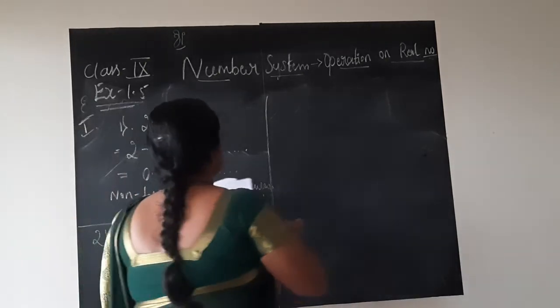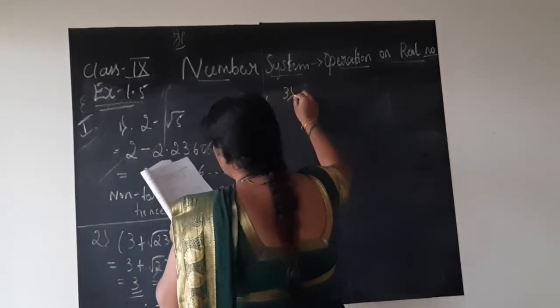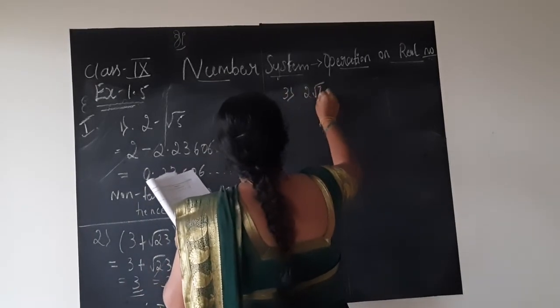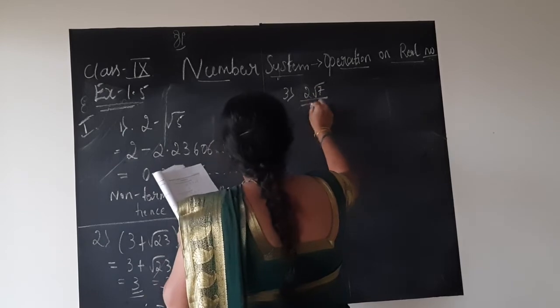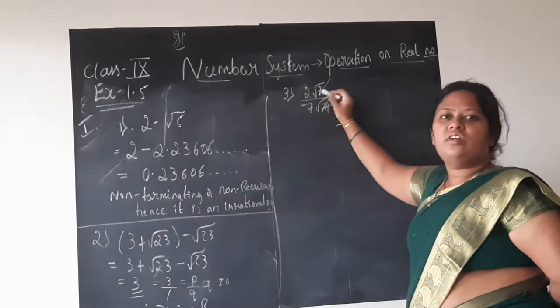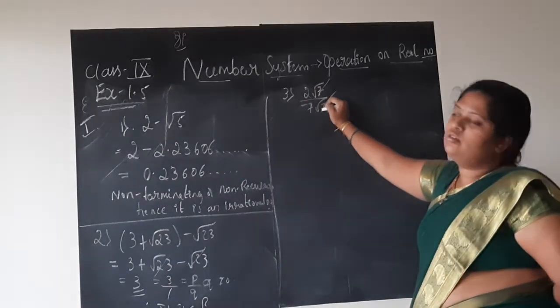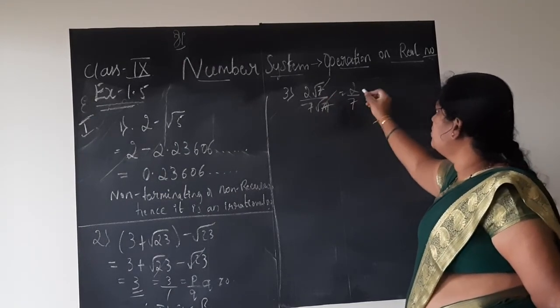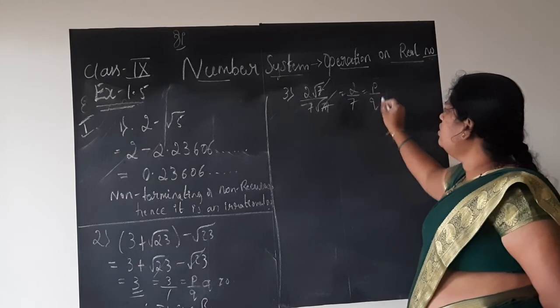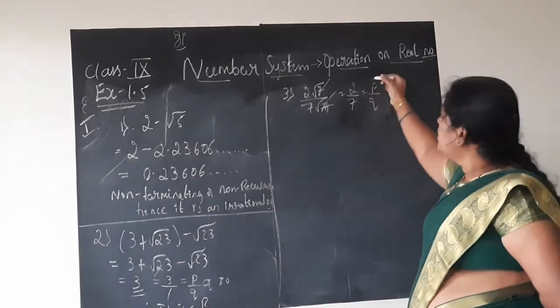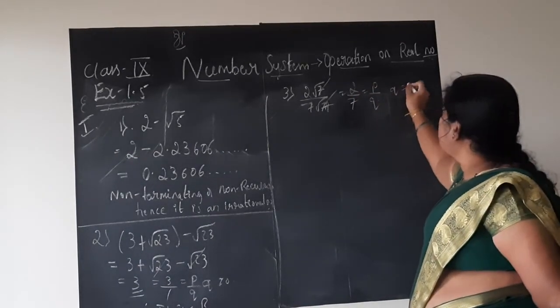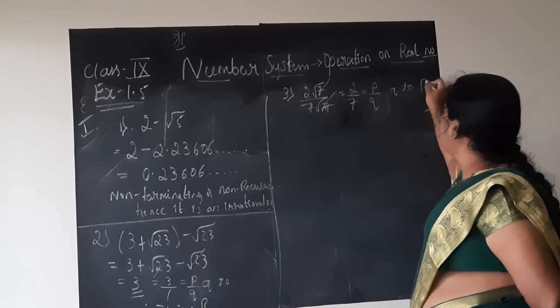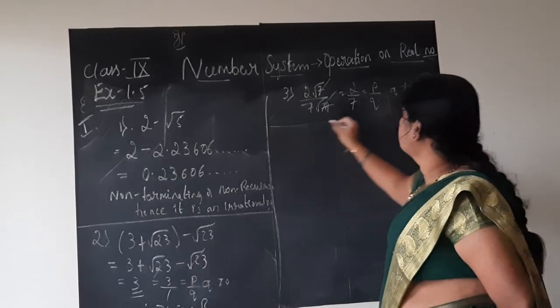Next, question number 3, which is 2 root 7 divided by 7. Looking at this number, children, you can directly cancel the square root 7 by square root 7. So you are left with only 2 divided by 7, the fraction 2 by 7. Don't worry about simplifying 2 by 7. It can be expressed in the form p by q, where q is not equal to 0, which means it is a rational number. Finish.